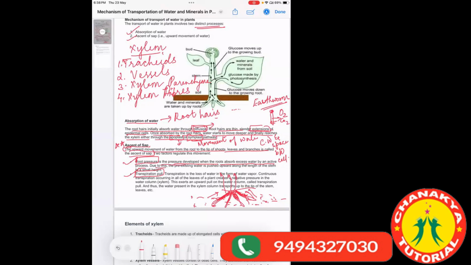Now, due to this, what happens? The pre-existing water is pushed. Whatever water is already present in the root will be pushed upward along the length of the stem to a small height. Gradually, slowly, due to the extra water inside, it starts pushing up. So this is the first factor, which is the root pressure.